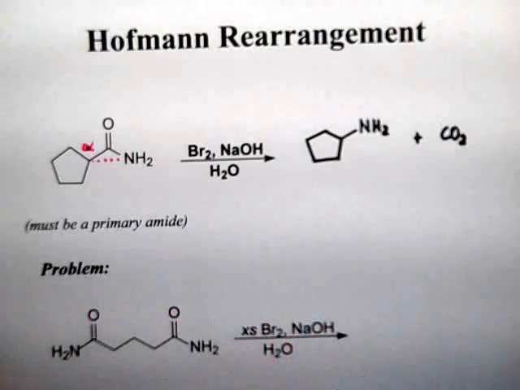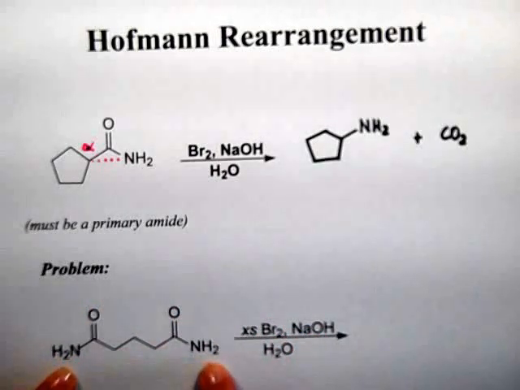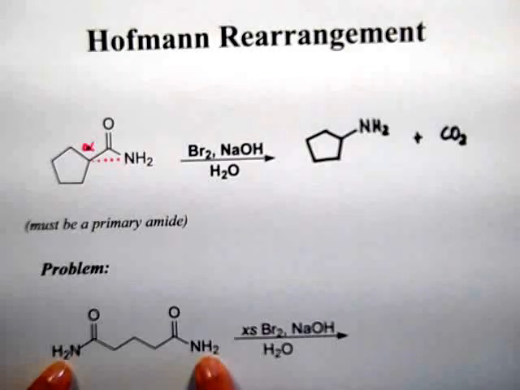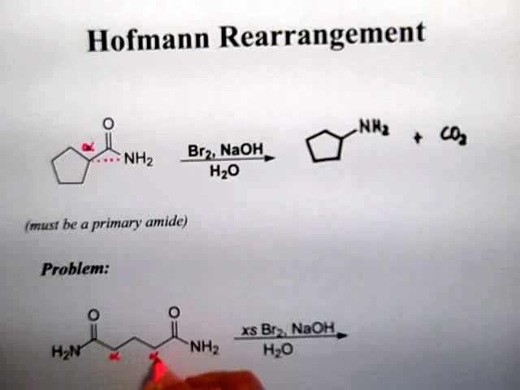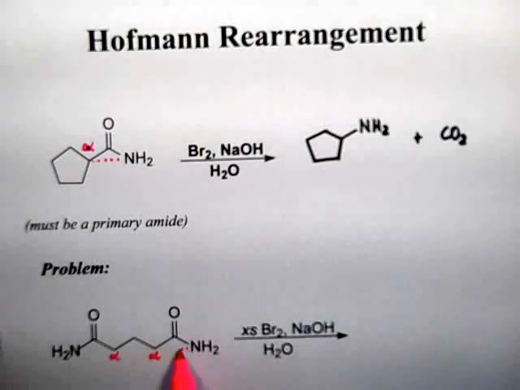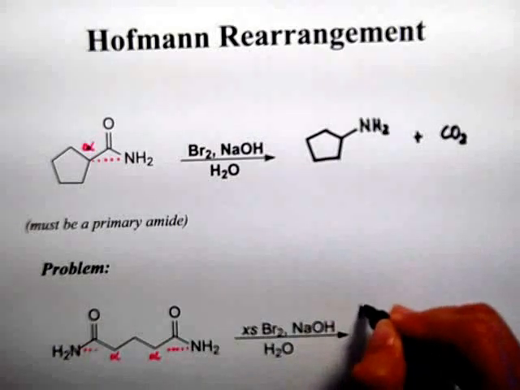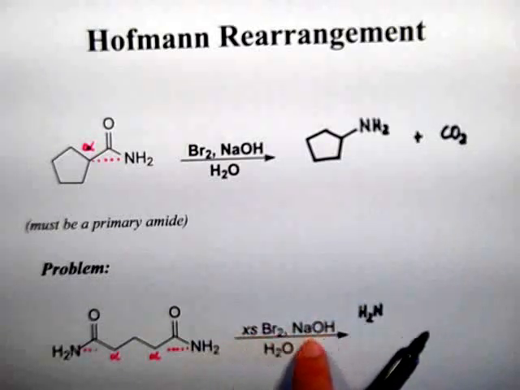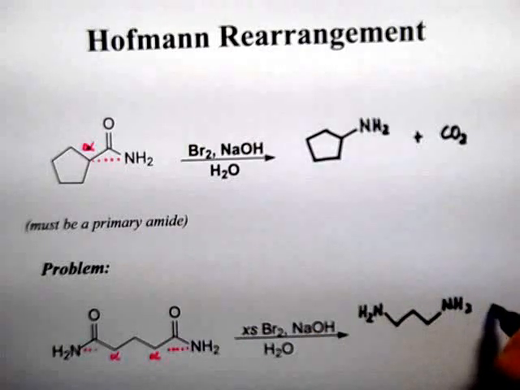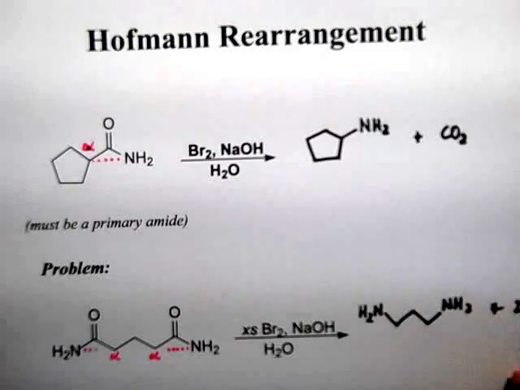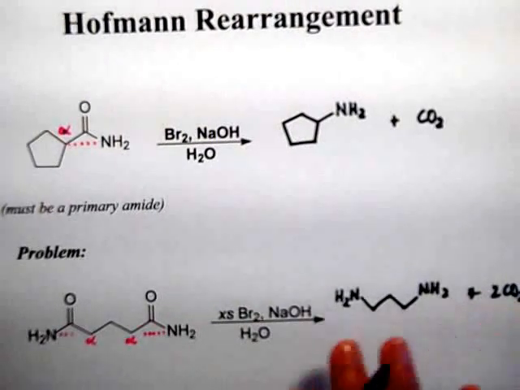Let's do a little problem right here. This one has two amides. Again, the requirement for the Hofmann rearrangement is that the amide is primary, so I have to have two hydrogens attached to it, because we're also eliminating water in the process. I like to mark my alpha carbons, that way I don't get lost, because what we're doing is attaching the nitrogen to the alpha carbon and we're going to lose CO2. Now you need an excess of the basic bromine. And you do the reaction.